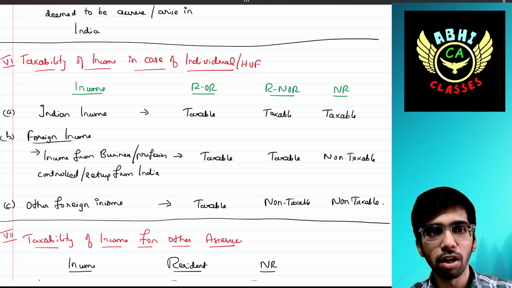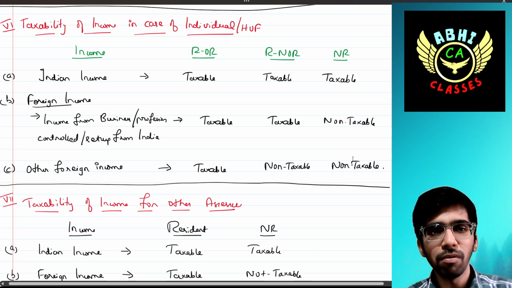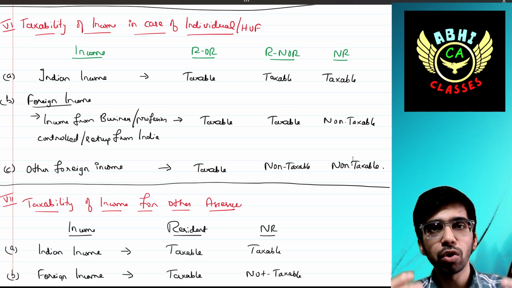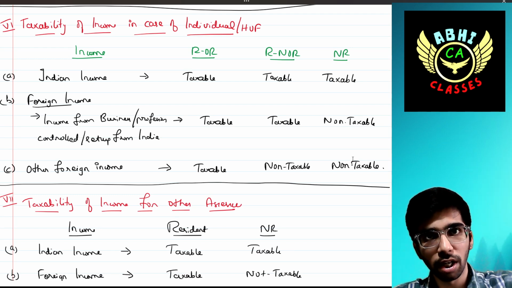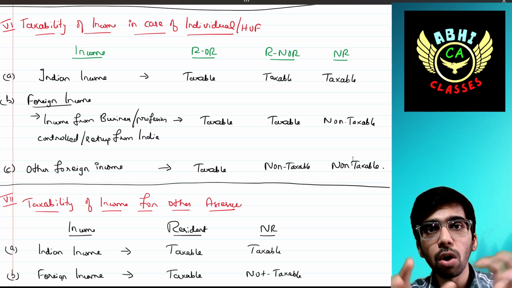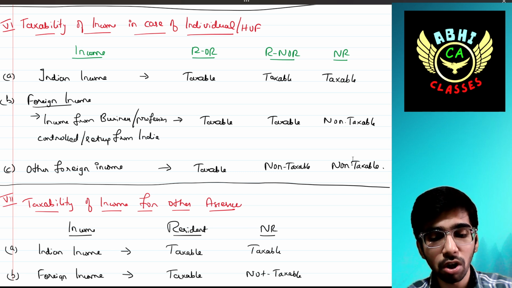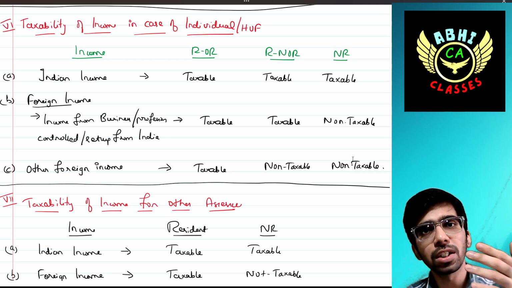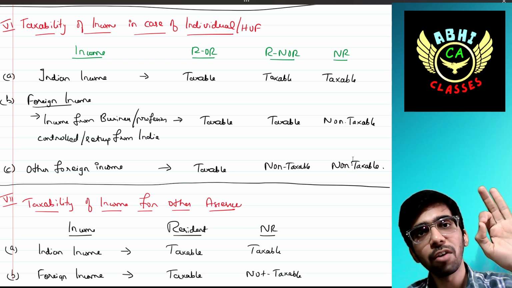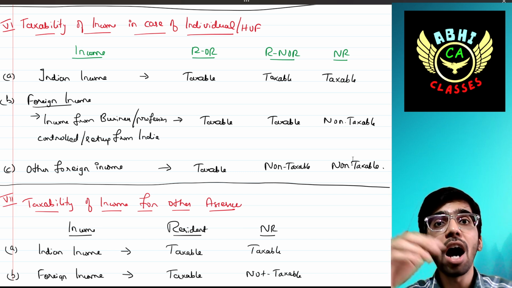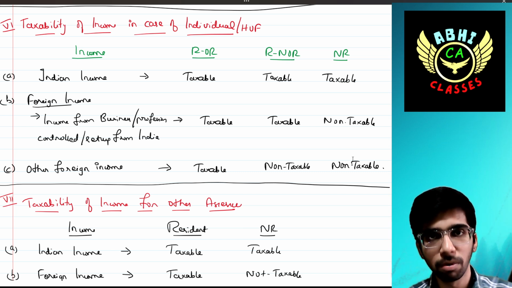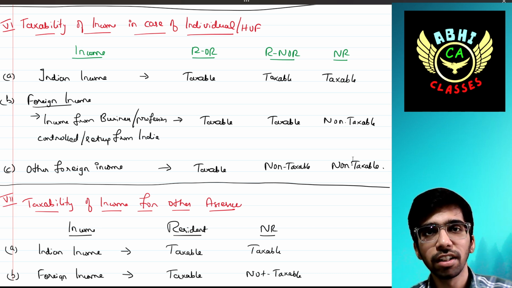Okay. Then foreign income. If the foreign income is from a business or profession controlled or set up in India. For example, let's assume X is a company situated outside India, so its income is foreign income, but that is controlled and set up in India. That X Limited is controlled and set up in India. Then for R and OR, that is taxable because global income is taxable, right? For R and OR, global income is taxable. R and NOR taxable. NR is not taxable. For NR, it is not taxable, because it is not an Indian income, right?